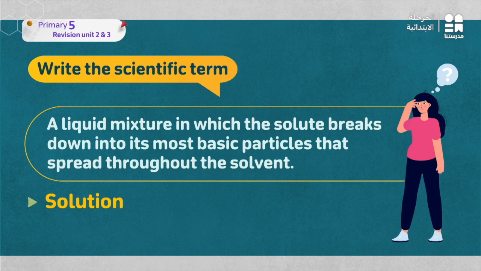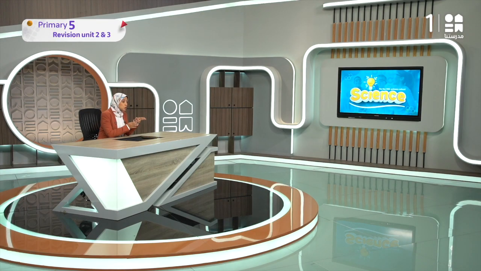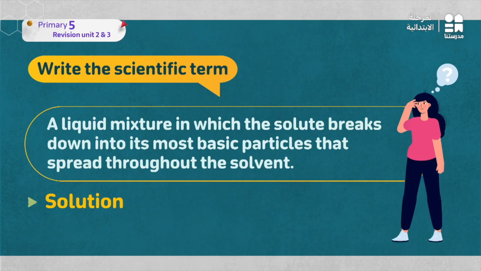Okay, let's remember that we used solute plus solvent, which forms a solution by the solubility process. What does solute mean? Solute means the solid substance that dissolves in the solvent, like salt or sugar. And what does solvent mean? Solvent is a liquid substance in which the solute dissolves, such as water.